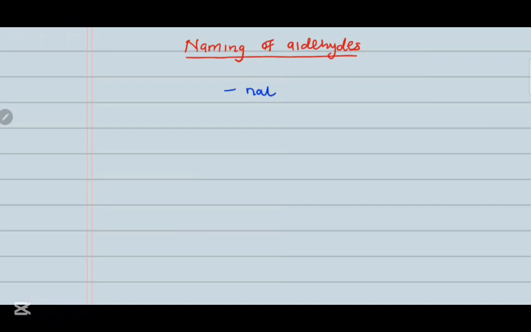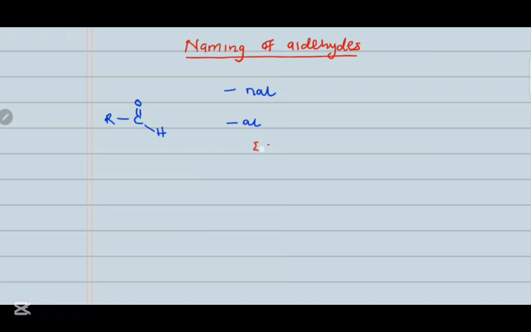Aldehydes contain an R group. So here is our R group. This R group is connected to a carbon bearing oxygen and hydrogen. That's the functional group of aldehydes. And when naming, at the end we replace with AL. Very simple. Let's dive into examples.